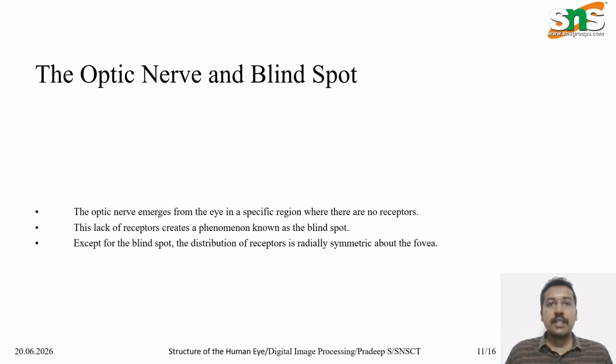The optic nerve carries visual information to the brain. At the point where it exits, the eye contains no photoreceptors, creating the blind spot. This lack of receptors creates a phenomenon known as the blind spot. Except for the blind spot, the distribution of receptors is radially symmetric about the fovea.